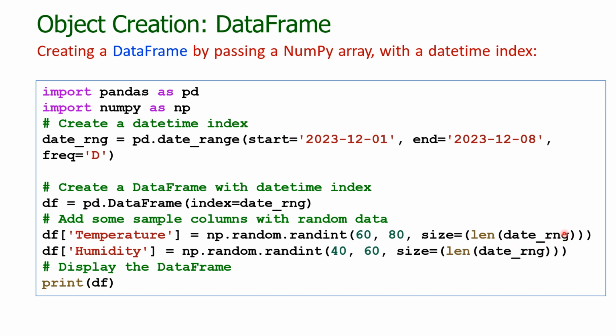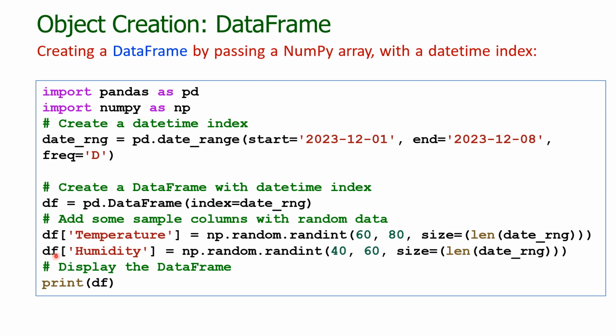In this case, we are trying to generate the number of random values which is equal to the length of date_range. Date_range is nothing but the index value. Here the index value is considered from 1st December to 8th December, which includes 8 different values. So length of date_range will be 8 in this case. It is going to generate random values which lie between 60 and 80. So 8 such values will be generated for temperature.